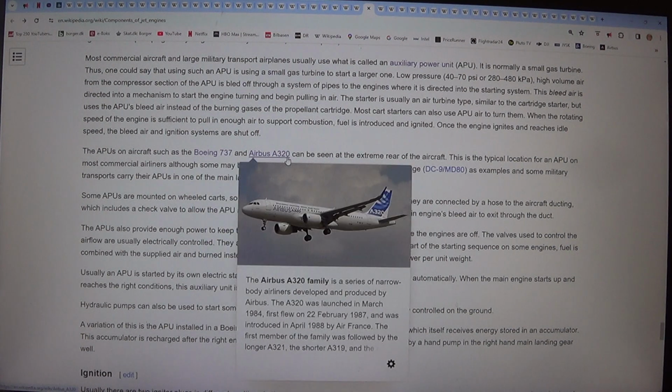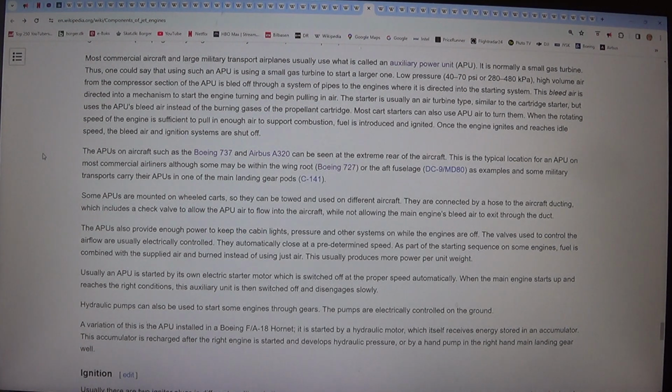The APUs on aircraft such as the Boeing 737 and Airbus A320 can be seen at the extreme rear of the aircraft. This is the typical location for an APU on most commercial airliners, although some may be within the wing root (Boeing 727), or the aft fuselage (DC-9/MD-80), as examples, and some military transports carry their APUs in one of the main landing gear pods (C-141).